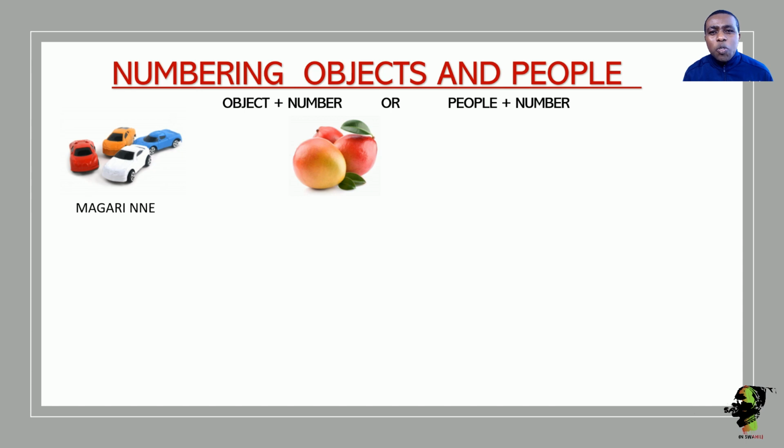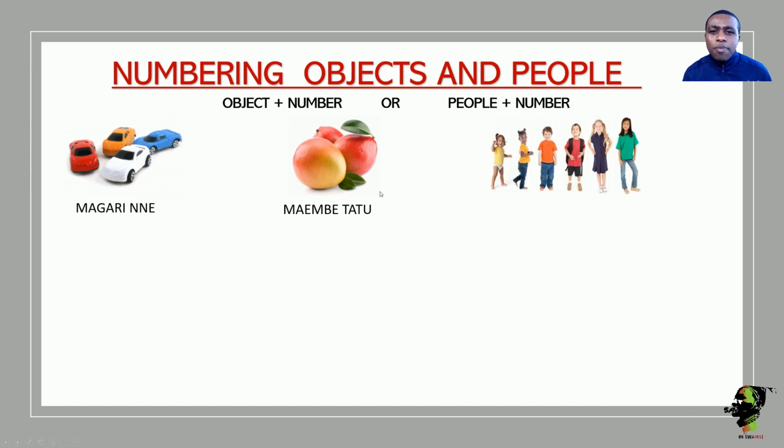Mangoes in Kiswahili, what do we call them? Maembe. How many are they? 1, 2, 3. Maembe tatu. Children. How do we call them in Kiswahili? Watoto. How many watoto do we have there? There are 6 of them. Watoto sita. Some people would say watoto wa sita. I like watoto sita. Let's keep it easy in Kiswahili.